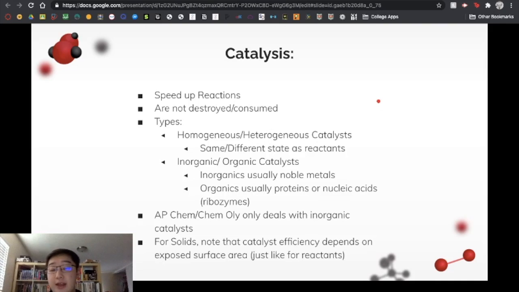For solids, do note that the catalyst efficiency depends on the exposed surface area, just like it is for reactants. So a common question on the Chem Olympiad would be, you have two different catalysts that are the same element, but one is a solid brick, and the other is a fine powder, right? In that case, the fine powder is going to be much more efficient than the solid brick, and that's just because there's more places for the elements to react on.